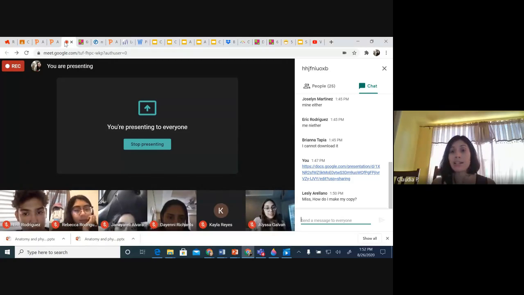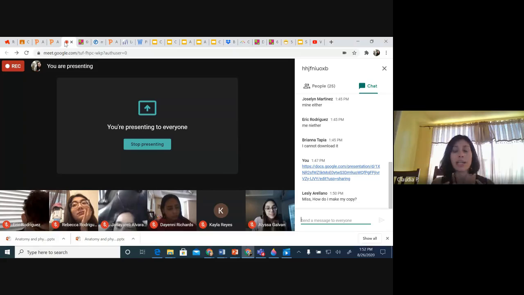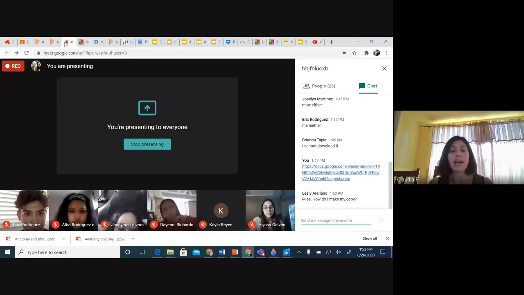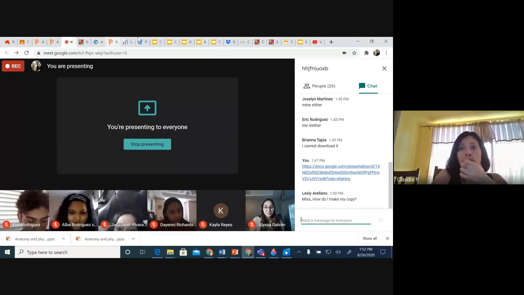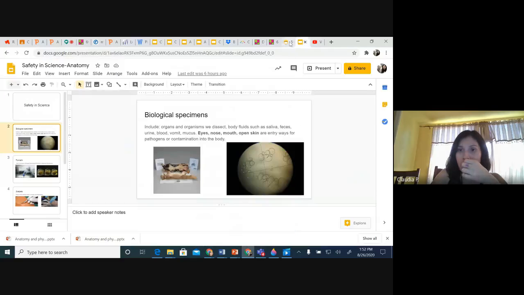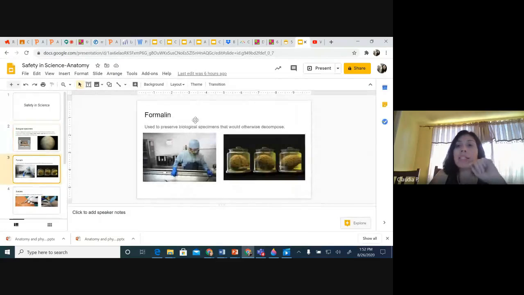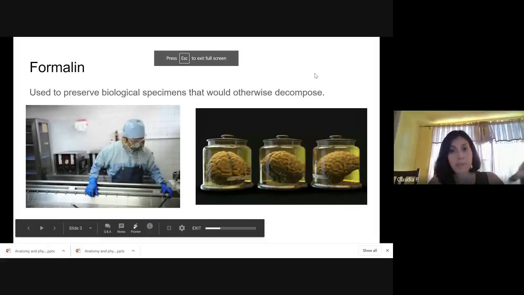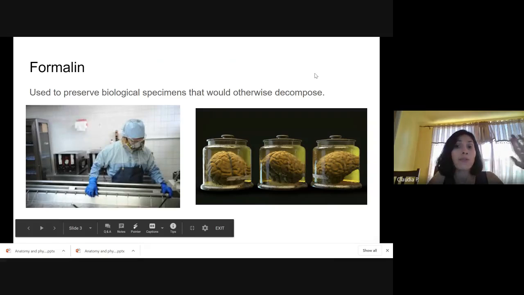When we die and the immune system is not working anymore, the bacteria that are in our intestines, in our skin, in our mouth, start to reproduce like crazy and they literally start to digest us. So when living things die, right away we start to decompose. So we need to keep them from decomposing. There is a liquid that all specimens for dissection are put in, and that's called formalin or formaldehyde.